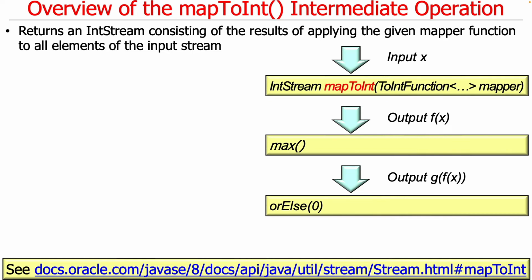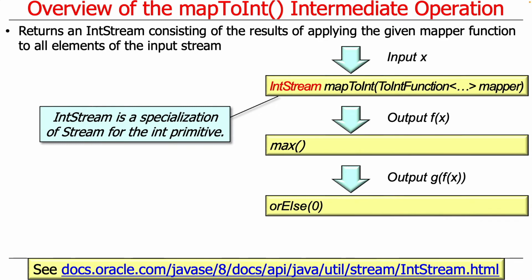So this particular example is going to be based on mapToInt. What mapToInt does is it returns a so-called IntStream consisting of the results of applying the given mapper function to all the elements of the input stream. So if you have an input stream, then mapToInt is applied to every element. And IntStream is just a specialization of Stream for the int primitive.